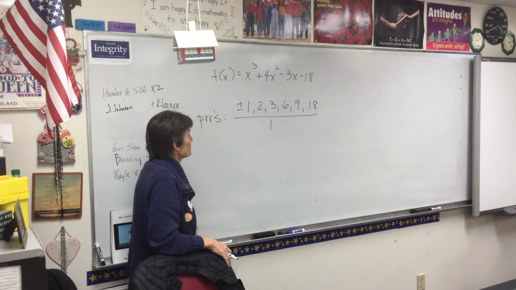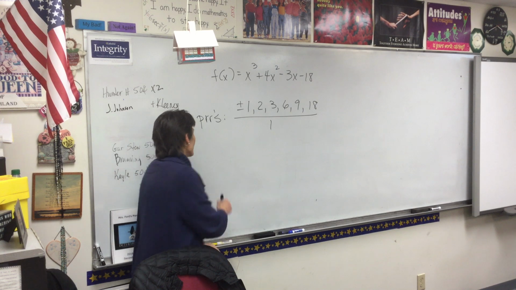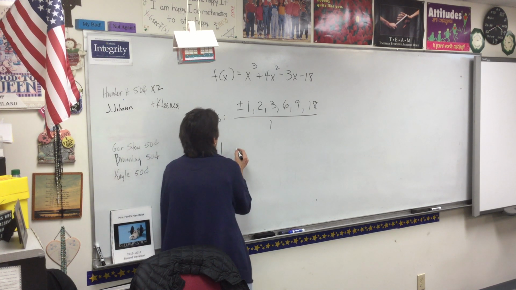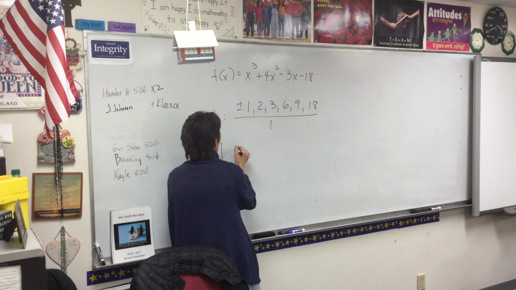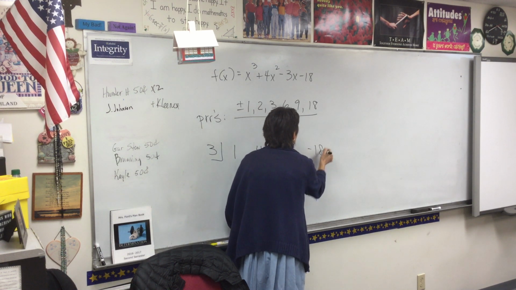So Tex, do you have a thought? What would you like to start with? I'd say let's go for 3 again. 3 again? All right, so here we go. We're going with 3 again. So 1, 4, -3, -18.